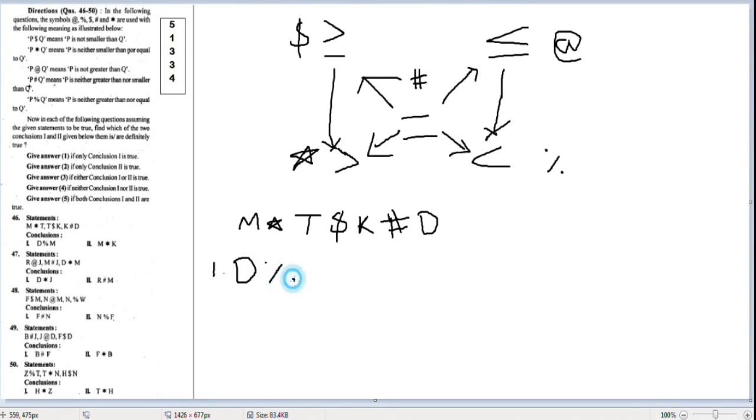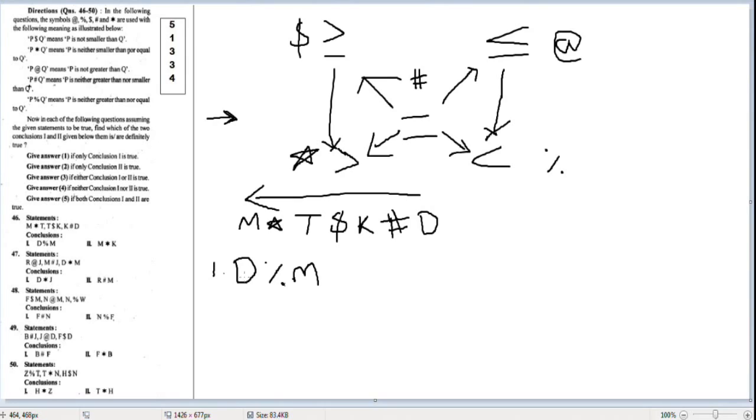Now I'm going for the conclusion straight away: M star D. In this method you're not going to consider the alphabets, only the symbols. D is here and M is here, so I'm going to move in the opposite direction. Usually we move in this direction, but now I'm going to move in the opposite direction, because even this plays an important part. I'll tell you why.